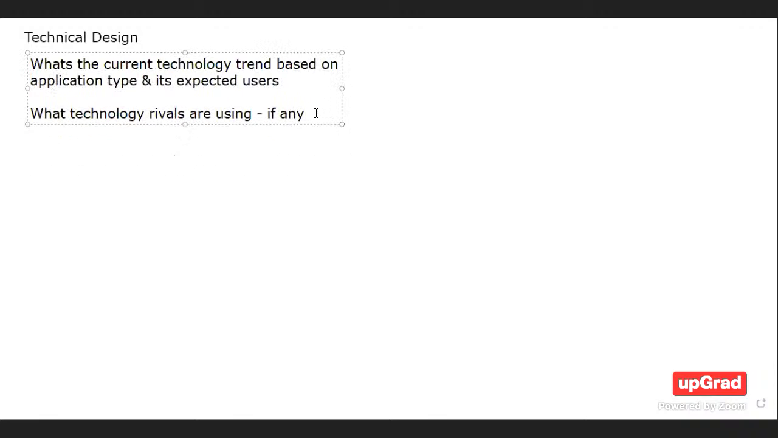What technology, I should say, rivals or competitors are using, if any. Which means we need to understand that competitors may not always be there. It can be a pioneer app itself. So if any, then we need to find out what they are using and what they're offering over here.